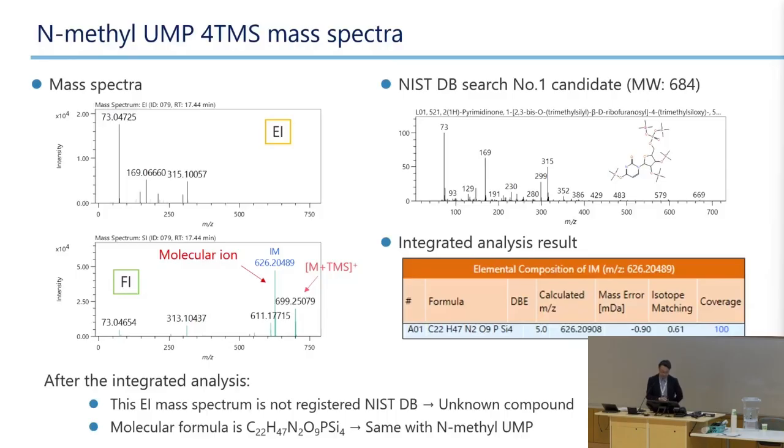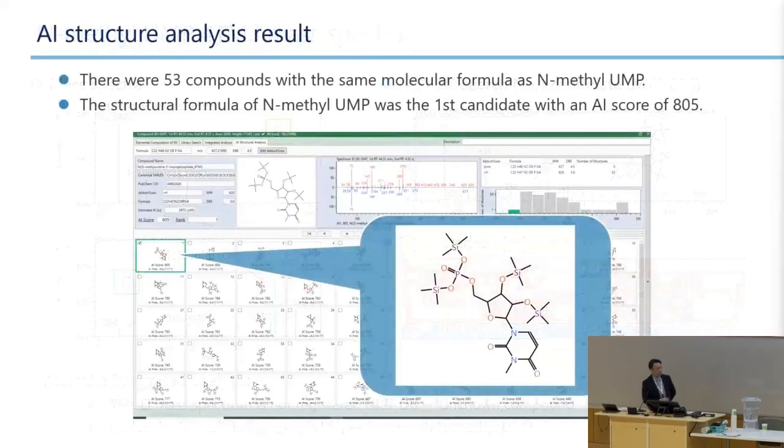This is just a test. We got 53 compound candidates in our AI library, all with the same molecular formula, isomers. And we were very lucky, because N-methyl-UNP was in the first position. So we have big confidence in this kind of real unknown compound analysis using our AI library.